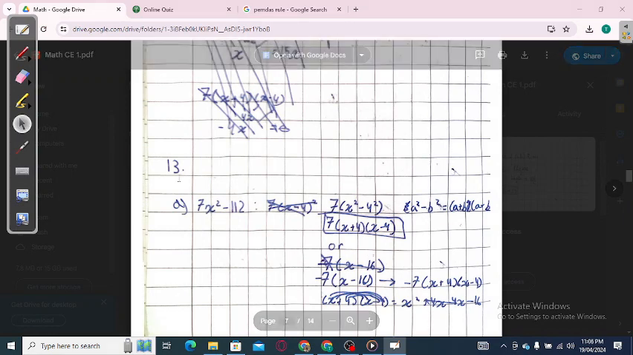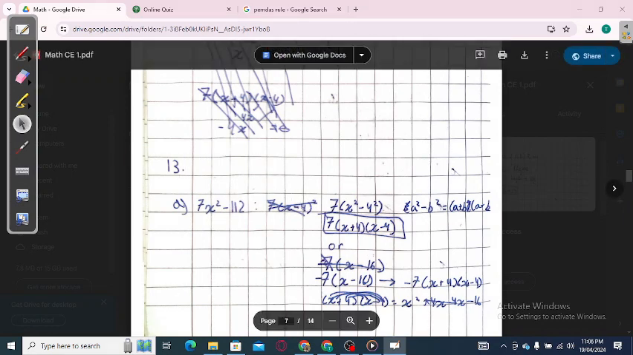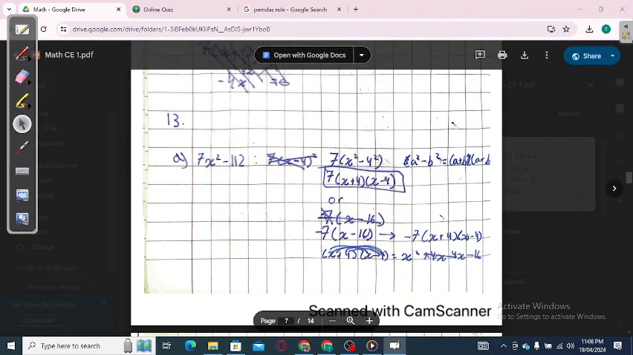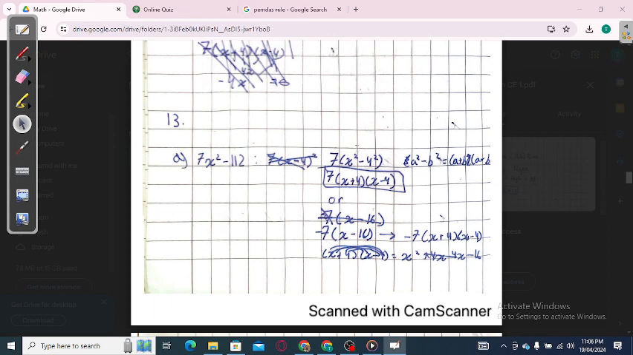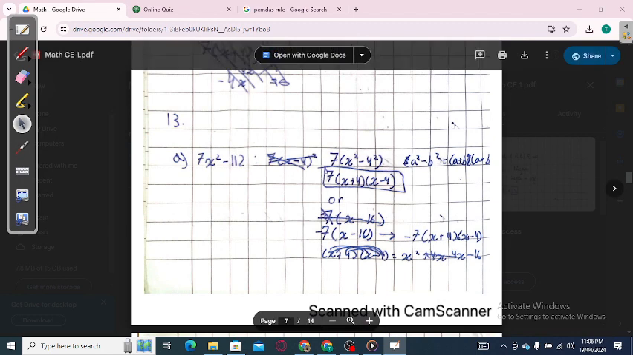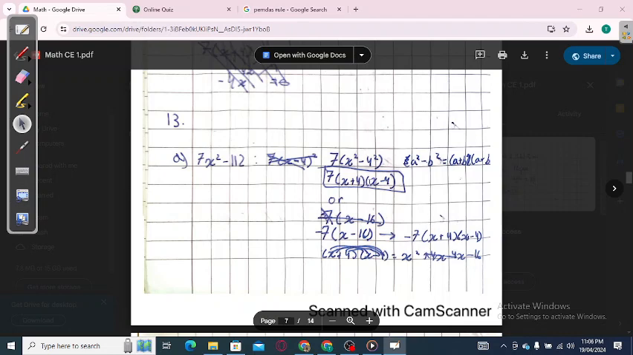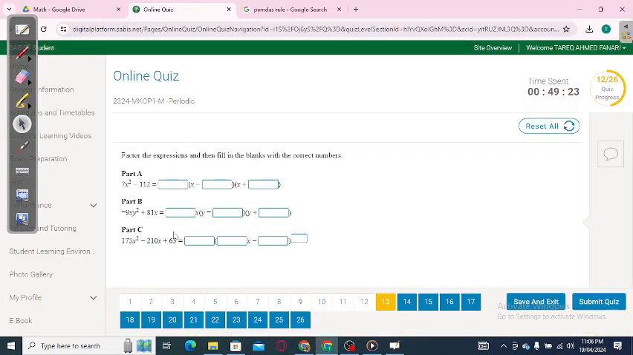So basically what you do, you take the 7 out as the common factor, you divide by 7 on both numbers, so you'll be left with x squared minus 16, which is 4 squared. I just skipped this step. So now you have the difference of squares, and straight away you use a plus b multiplied by a minus b, and you get your numbers, which is x plus 4 and x minus 4. So you're going to put 7, x minus 4, and x plus 4.